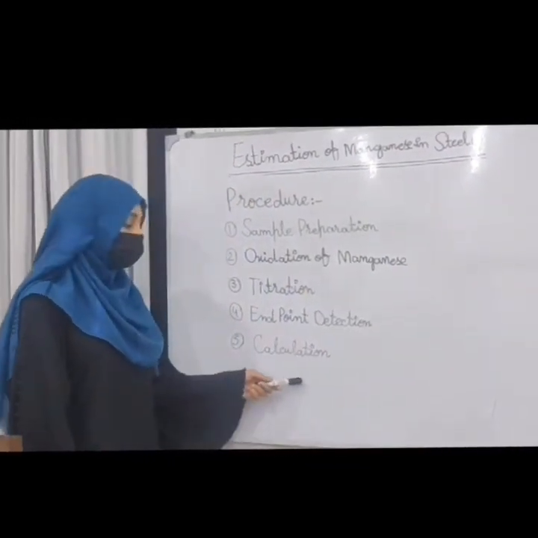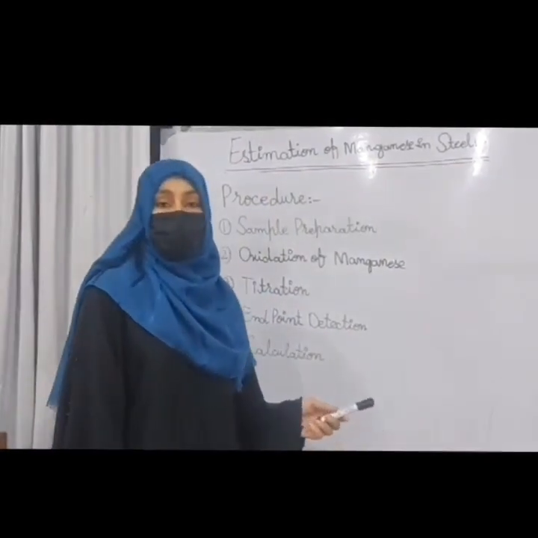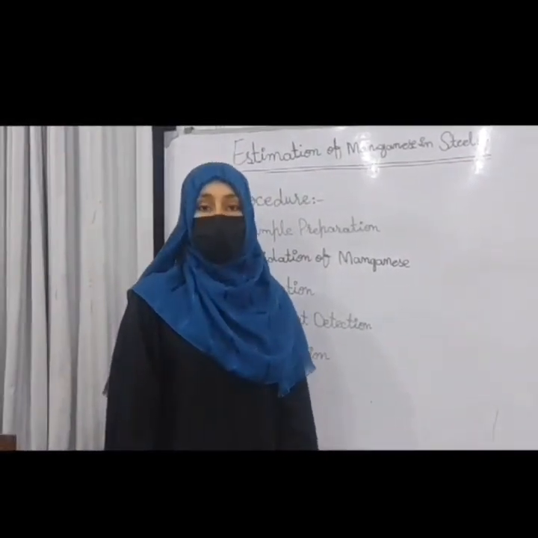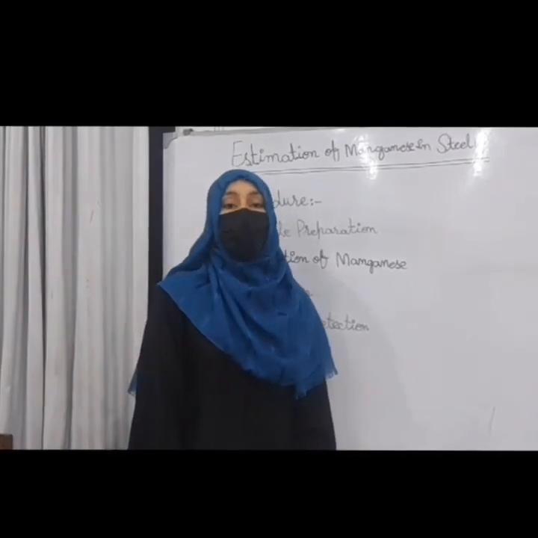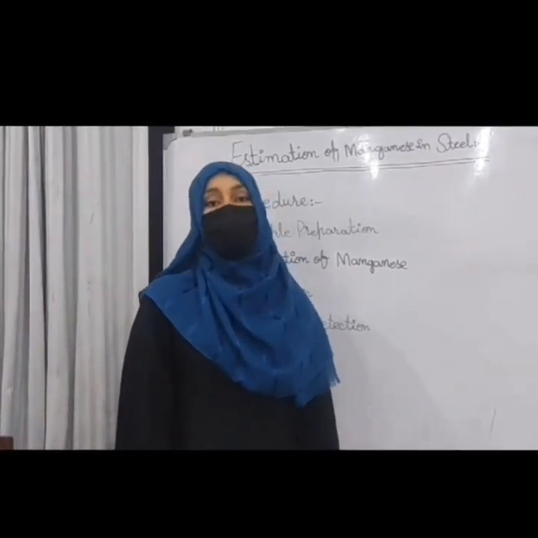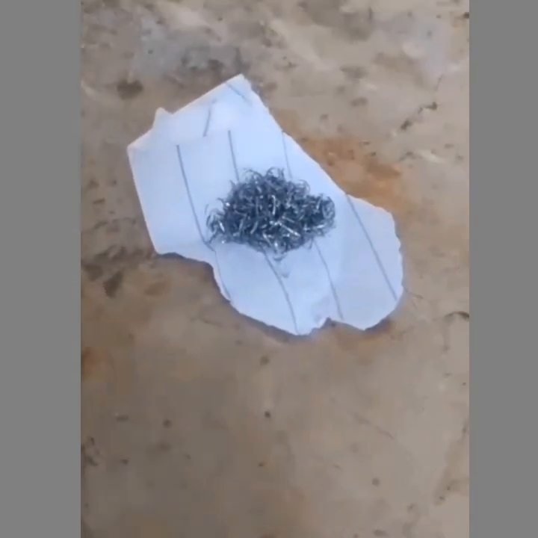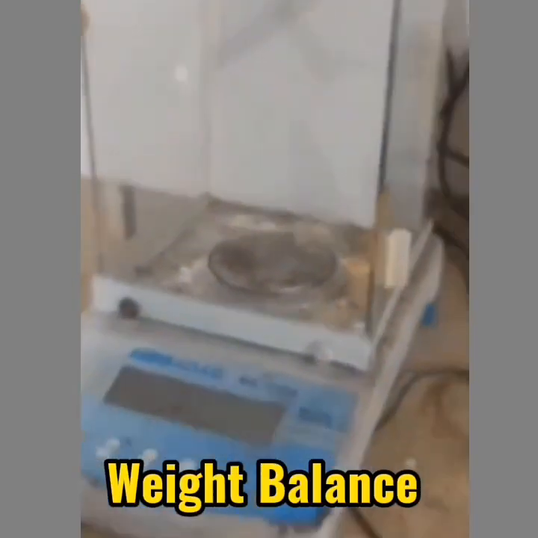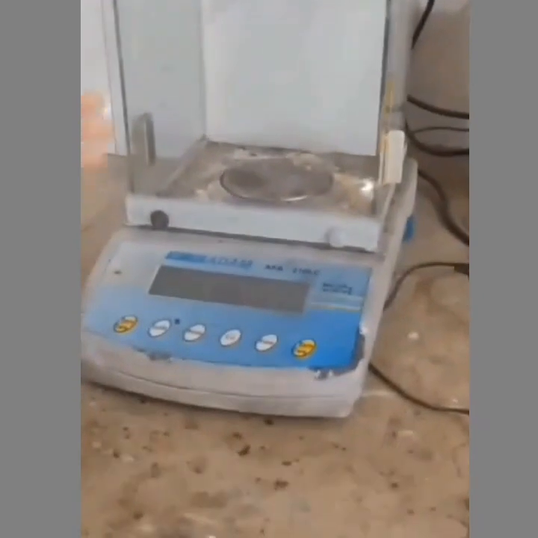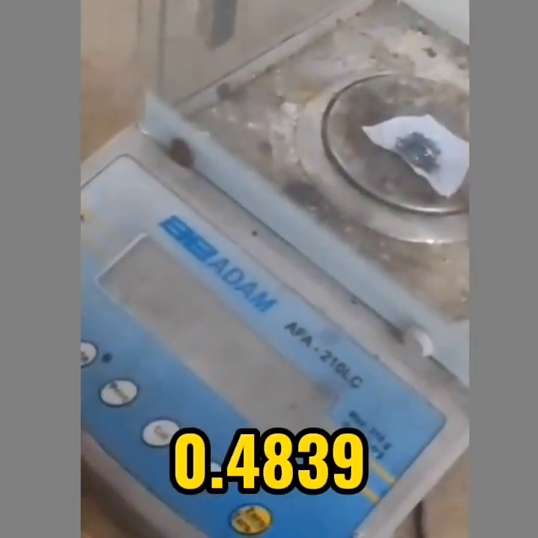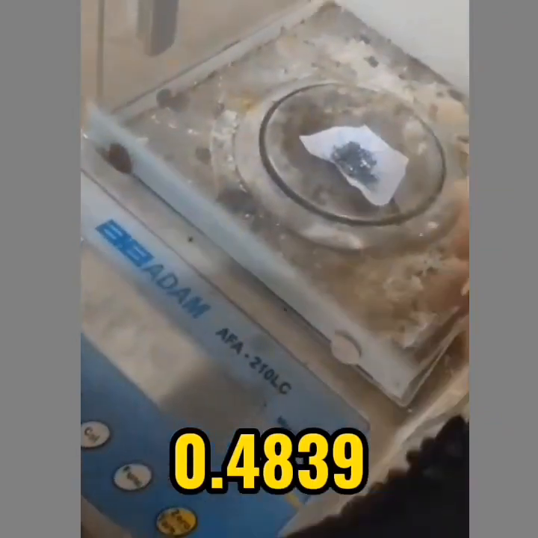And the last one is calculation. The concentration of manganese can be calculated on the basis of the volume and concentration of the manganese ion. This is our steel sample and we weigh our steel sample on a weighing balance, and we take the reading. Our sample is 0.4839.